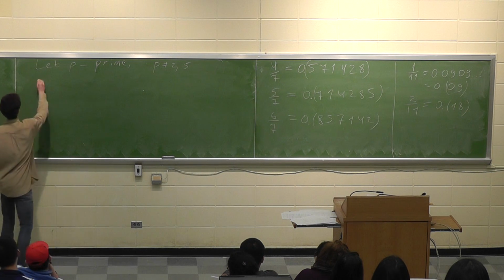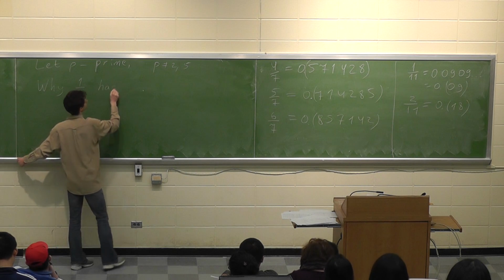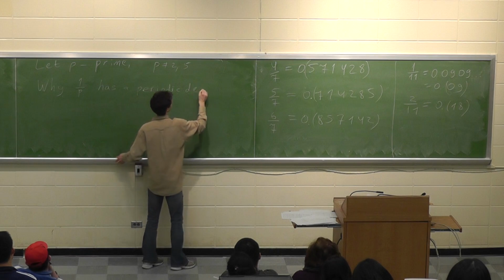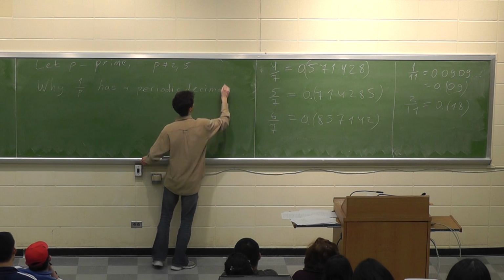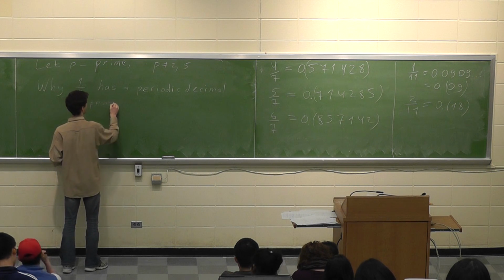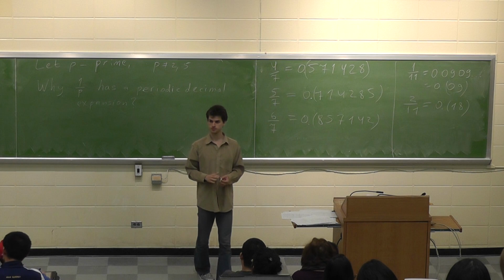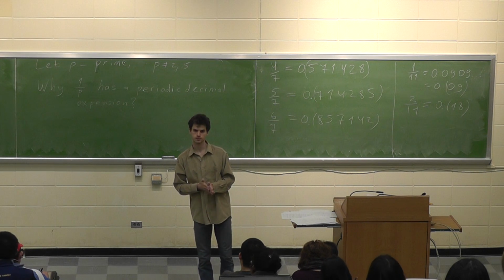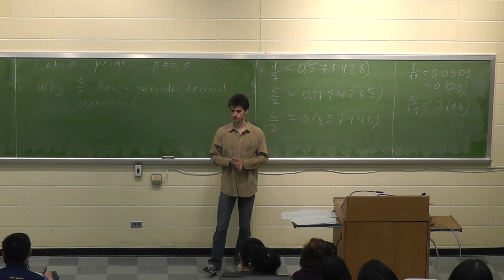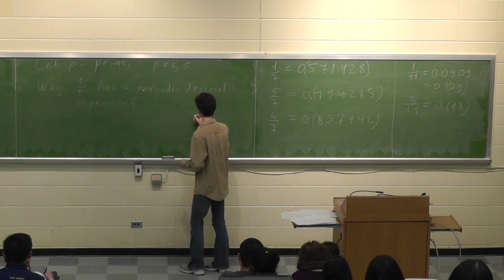First question, why does 1 over p have a periodic decimal expansion? There's only a finite number of remainders you get. What do you divide by? Okay, so first explanation is like this.